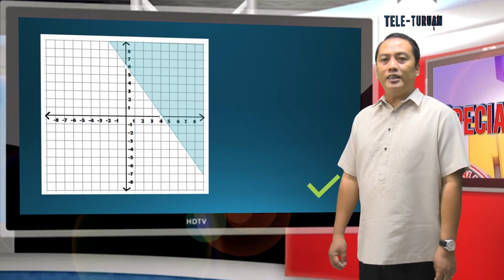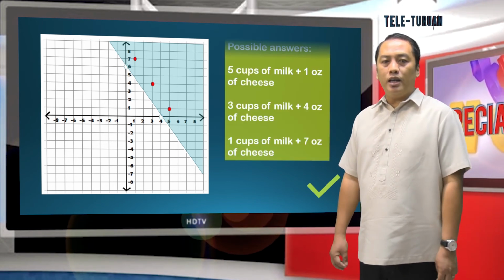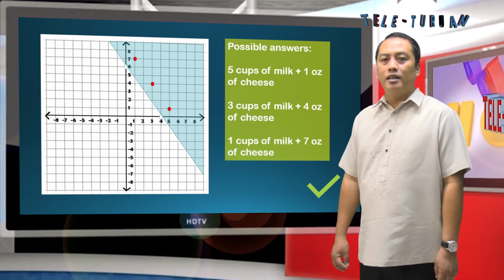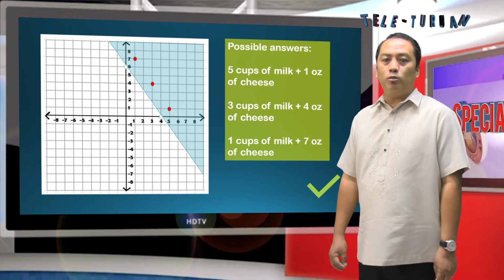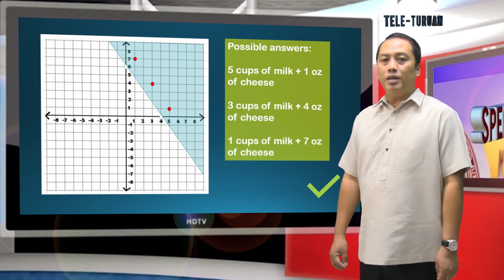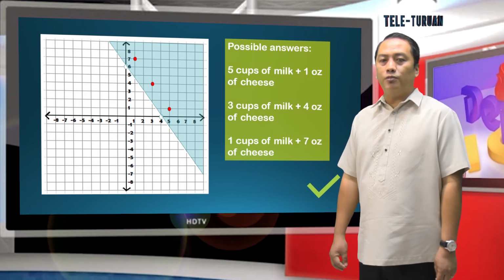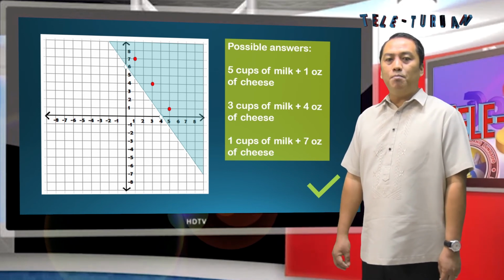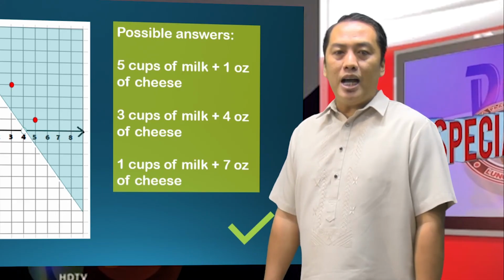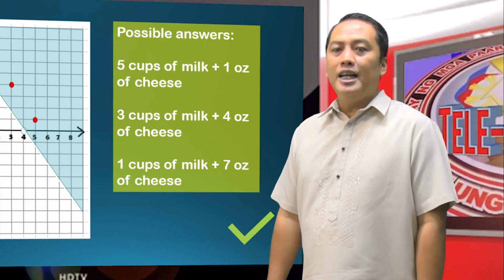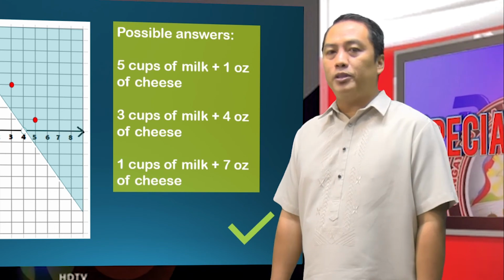We can now identify solutions. Looking at the graph, we can see many possible solutions. (5, 1), (3, 4), and (1, 7) are all part of the solution set. Some of the possible answers to the problems are 5 cups of milk plus 1 ounce of cheese, 3 cups of milk plus 4 ounces of cheese, 1 cup of milk plus 7 ounces of cheese. This will all give us the minimum required milligrams of calcium needed by our body. There are many other possible answers, but remember, negative numbers are not acceptable answers since there are no negative number of cups or ounces.